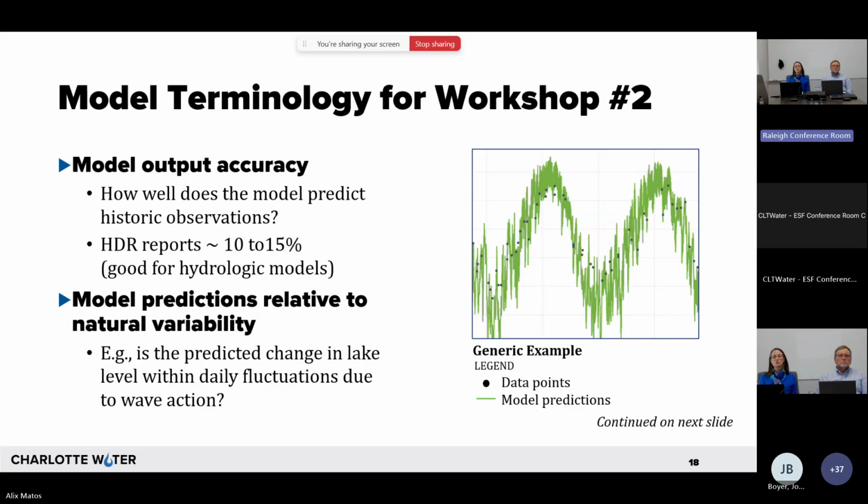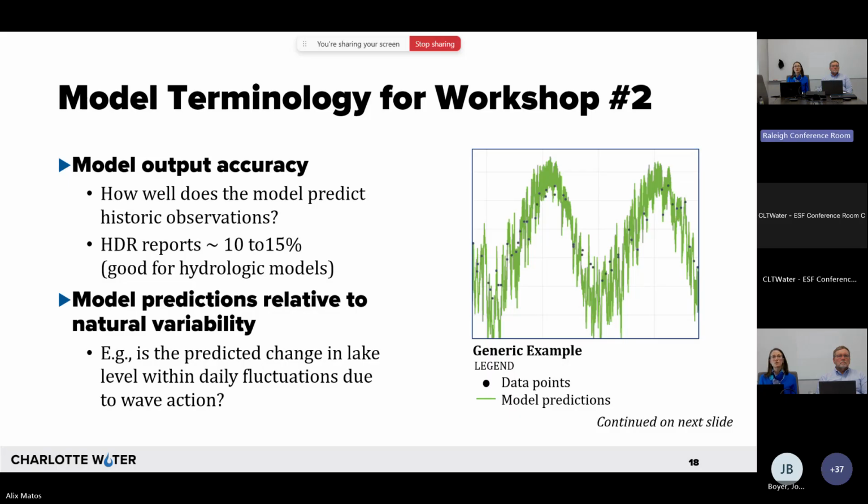Next is model output accuracy, and that's where we're comparing how well the model does in predicting the past. How close is it to our historic observations? For these models, HDR reports that they're within 10 to 15% of our hydrologic observations, which is good for hydrologic models anyway, and is also within the realm of uncertainty for those USGS gauge data.